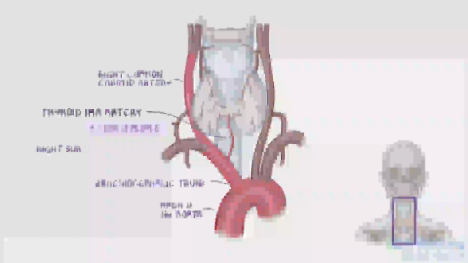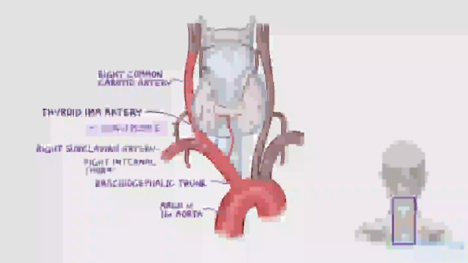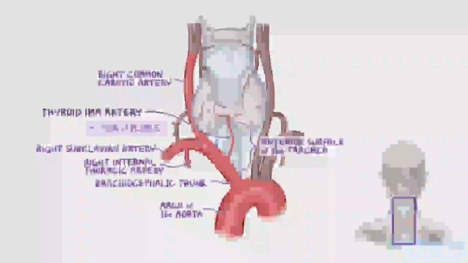In approximately 10% of people, there's an additional small artery called the thyroidea ima artery, which can arise from different locations such as the brachiocephalic trunk, the arch of the aorta, the right common carotid artery, subclavian artery, and internal thoracic artery. When it's present, this artery ascends on the anterior surface of the trachea, to which it supplies small branches, and then continues to supply the isthmus of the gland.